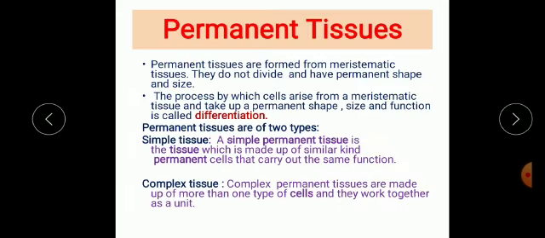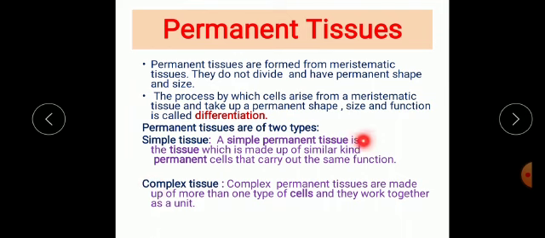Permanent tissues are formed from meristematic tissues. They do not divide and have permanent shape and size. The process by which cells arise from a meristematic tissue and take up a permanent shape, size and function is called differentiation. So, the process by which a meristematic tissue changes into permanent tissue is known as differentiation. Permanent tissues are of two types, simple tissue and complex tissue.